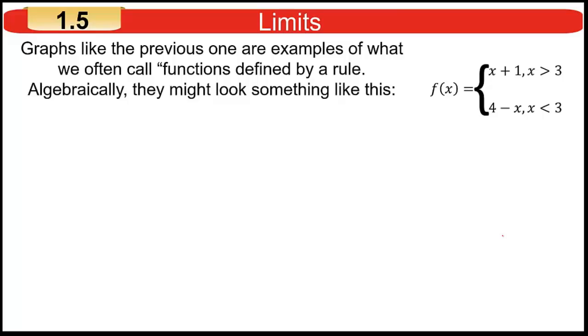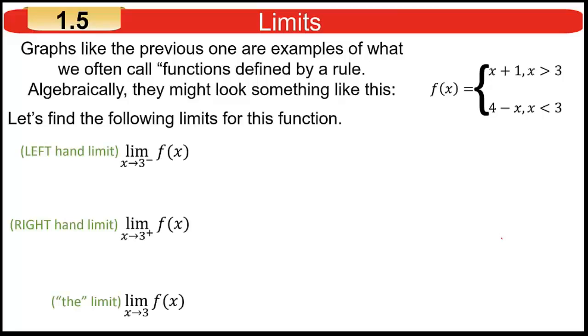You might have something like this. f of x is x plus 1 when x is bigger than 3, and f of x is 4 minus x when x is less than 3. So I want to find the left, right, and overall limits for this problem as x approaches 3. So we'll start off with the limit as x approaches 3 from the left.